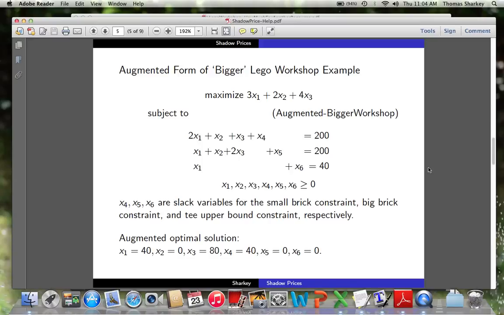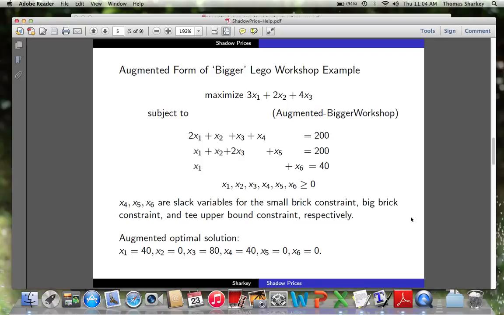constraints become equalities. So we have x4, x5, x6 as the slack variables for small bricks, big bricks, and then the t upper bound constraints, respectively. And we already know the optimal solution, so we can augment it with the values of the slack variables. Basically what happens is we use up all of the big bricks, we use up all the t constraints, so those slack variables x5 and x6 become 0.